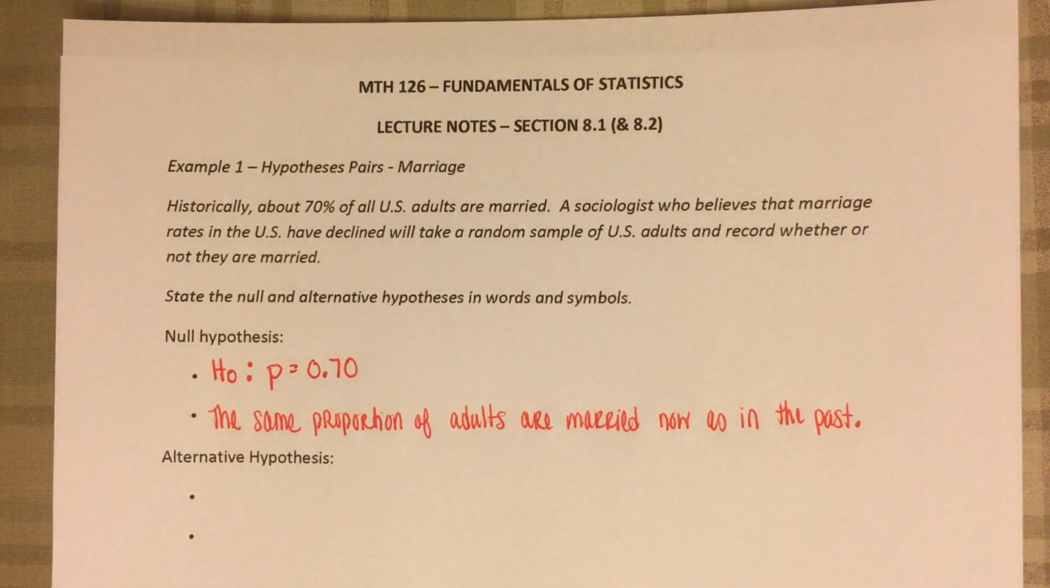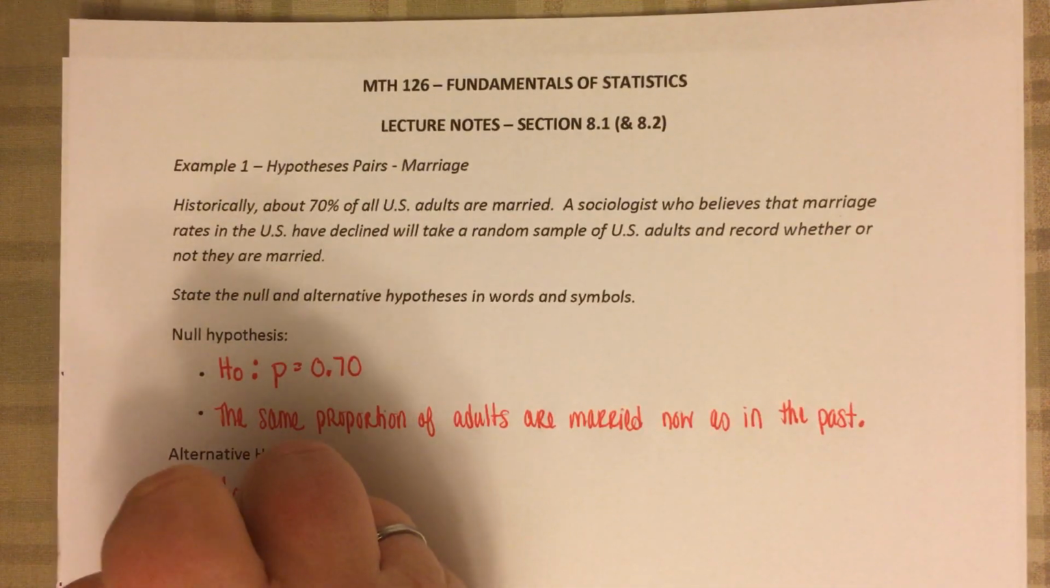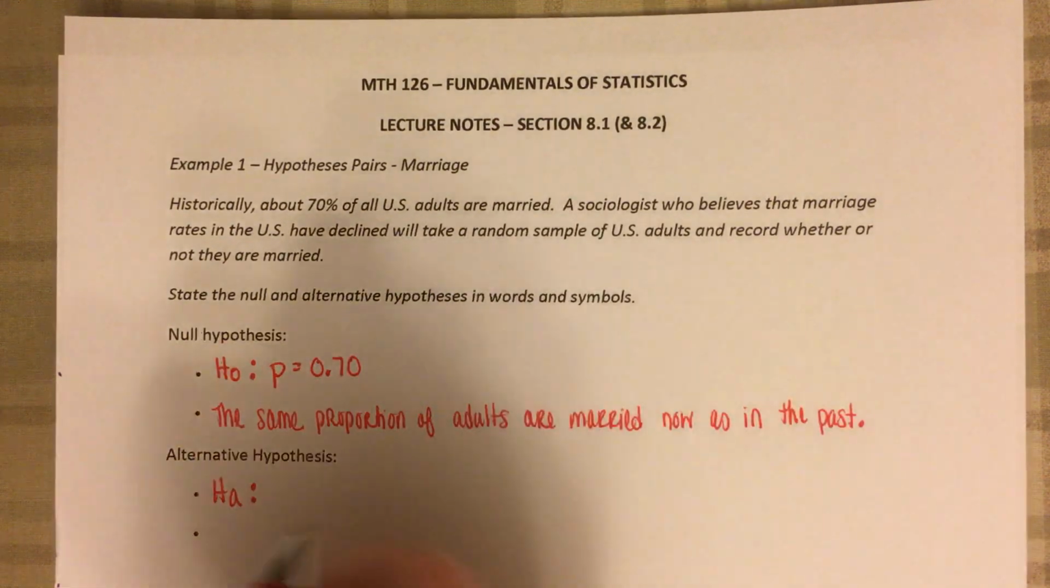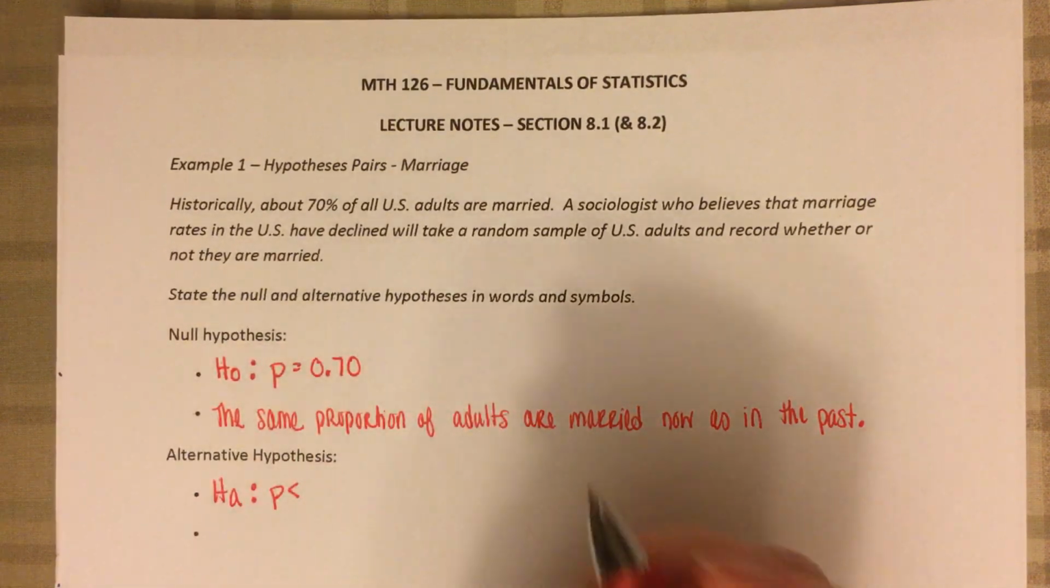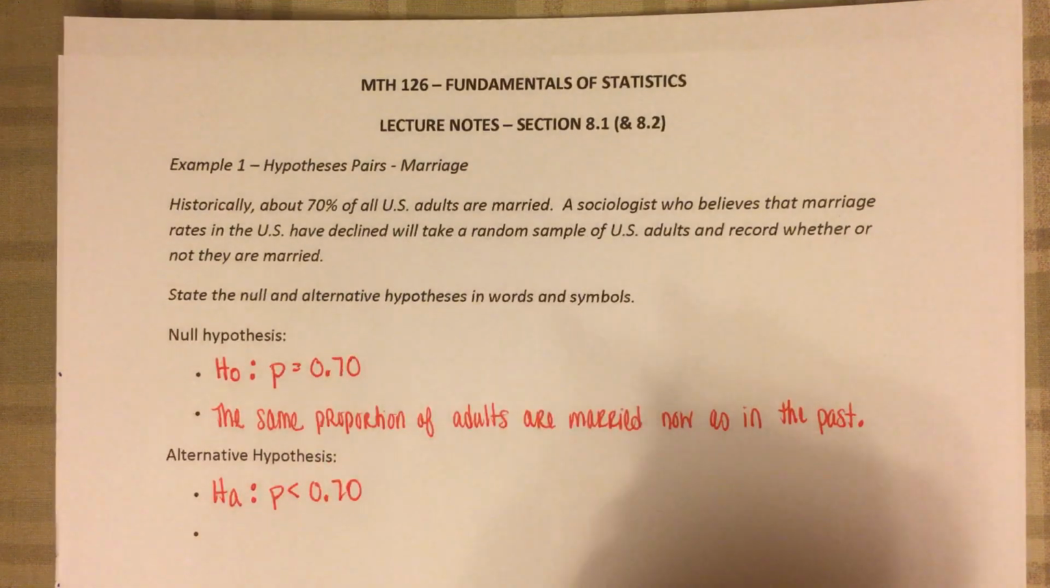So our null hypothesis again has an equal sign. It means that nothing has changed, that we have lack of evidence to prove that something has changed. Our alternative hypothesis has to do with our researcher's claim. In this case, our sociologist believes that the marriage rates in the U.S. have declined. So our alternative hypothesis is going to be our H with a subscript of A, our HA. And since it's declined, we're going to use a less than sign. So we're going to use P is less than 0.70.